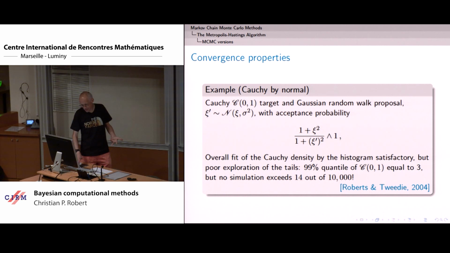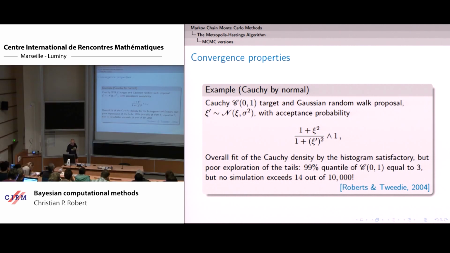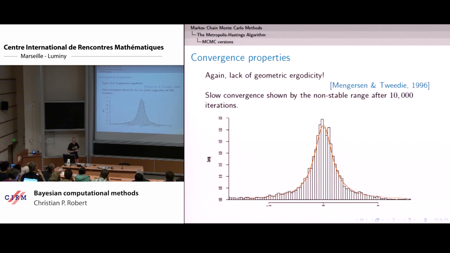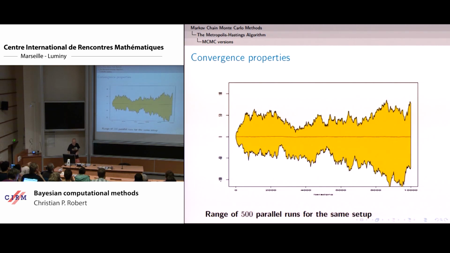And if you take a target that has fat tails compared with your proposal, it will take quite a while to recover it. So this is an example of a Cauchy simulated using a normal noise, and the normal distribution has thin tails, so it takes quite a while to get to the Cauchy. You don't see that so much on the histogram. That seems to fit not so poorly. I mean, the tails are recovered, but you can see it in the envelope of the length of the Markov chain. So I did 500 Markov chains in parallel, and this is the envelope of the sequence.